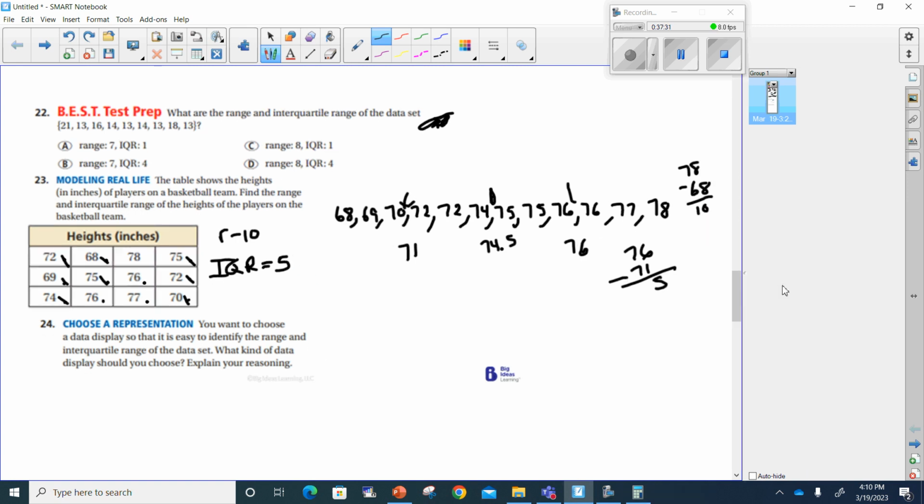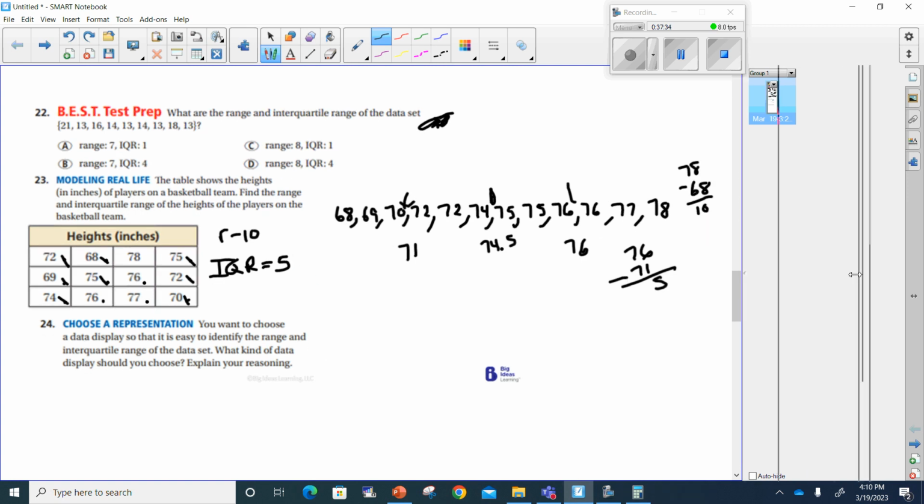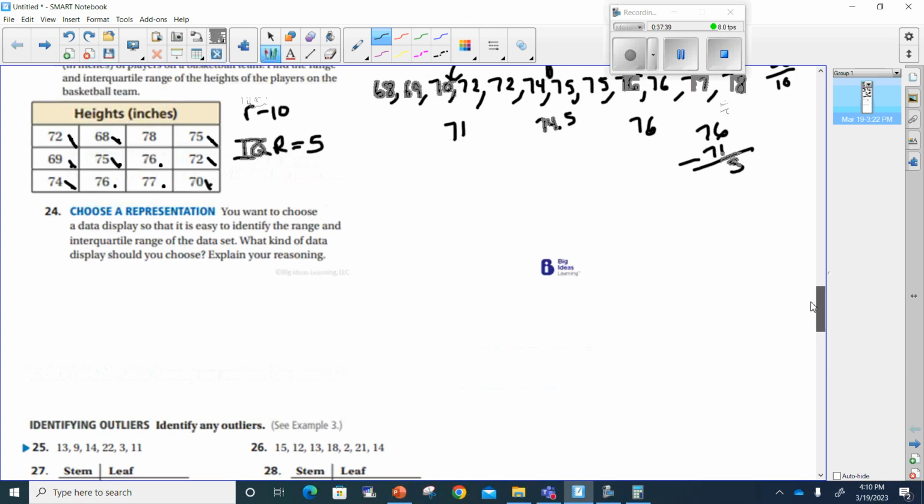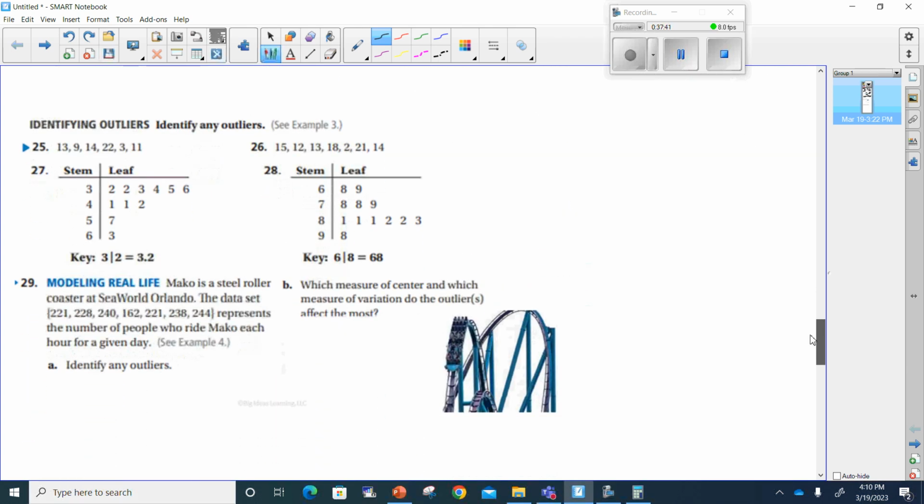All right, let's go to number 23. Sorry, 25. Identify any outliers. Outliers are those numbers way away from all the rest of them. I got 13, 9, 14, 22. Now, 22 is definitely not close to any of these numbers. Oh, and 3. Yeah, okay, I'm going to say that 3 and 22 are outliers here because 3 is away from a lot of them, and so is 22.